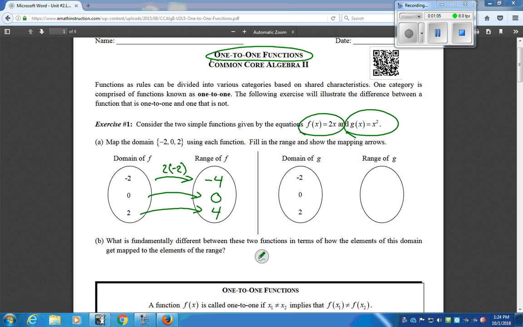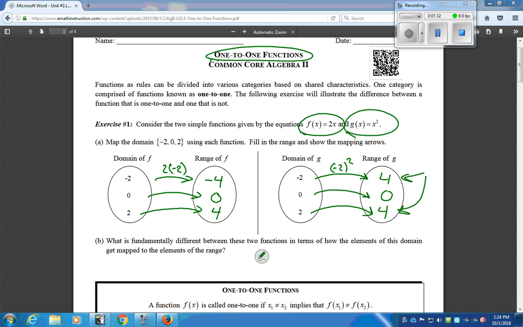Now with g, something unique happens because it's an exponent. Well, if I do -2 squared, I get 4. If I do 0 squared, I get 0. And if I do 2 squared, I get 4 again. So here and here, I have the same output or range value for two different domain values.